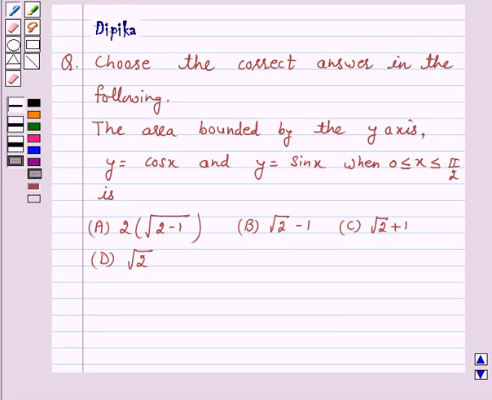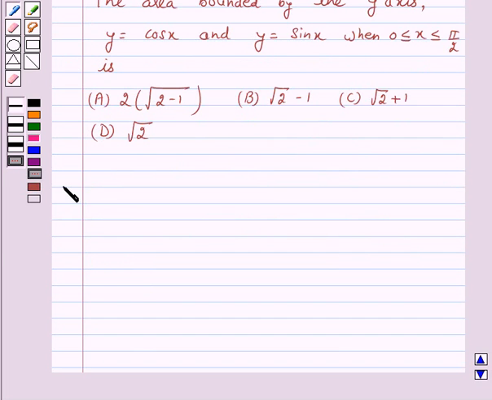I am Deepika here. Let's discuss a question which says, choose the correct answer in the following. The area bounded by the y-axis, y is equal to cos x and y is equal to sin x, when 0 is less than equal to x, less than equal to pi by 2 is A, 2 into root 2 minus 1, B, root 2 minus 1, C, root 2 plus 1, and D, root 2. So let's start the solution.